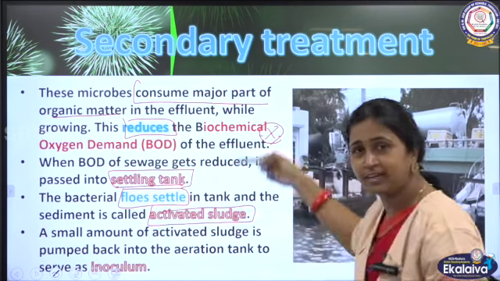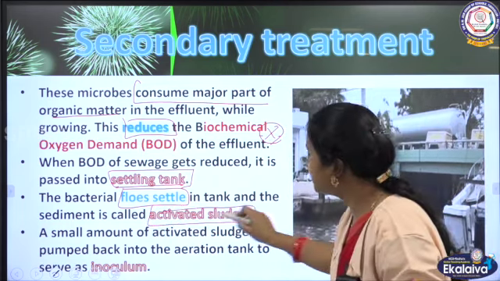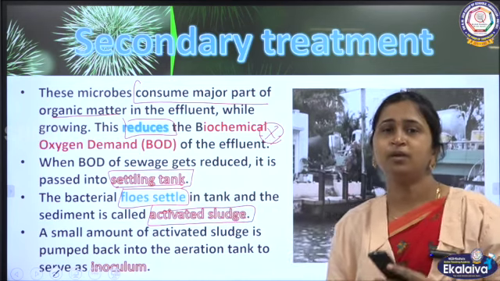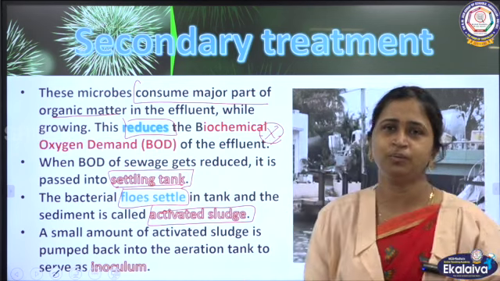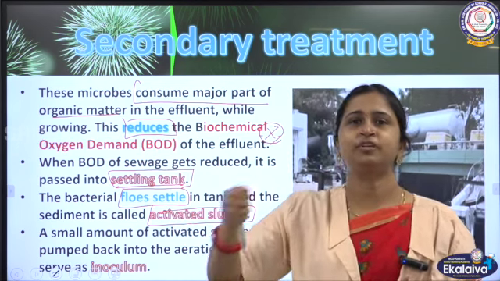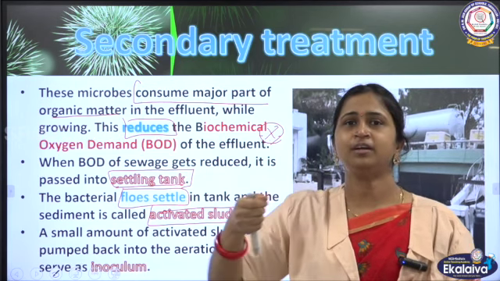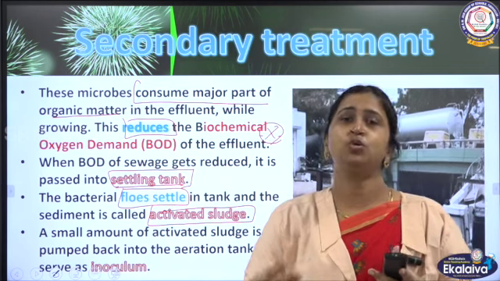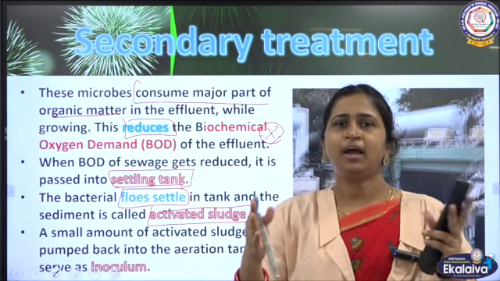See, all these highlighted terms are very important. Activated sludge. This activated sludge is going to become an inoculum. When you want to prepare curd, what will you do? First you boil the milk, warm the milk, and add a spoon of curd. That spoon of curd is acting as an inoculum. That will trigger growth of that particular microbe inside, and the curd is prepared.